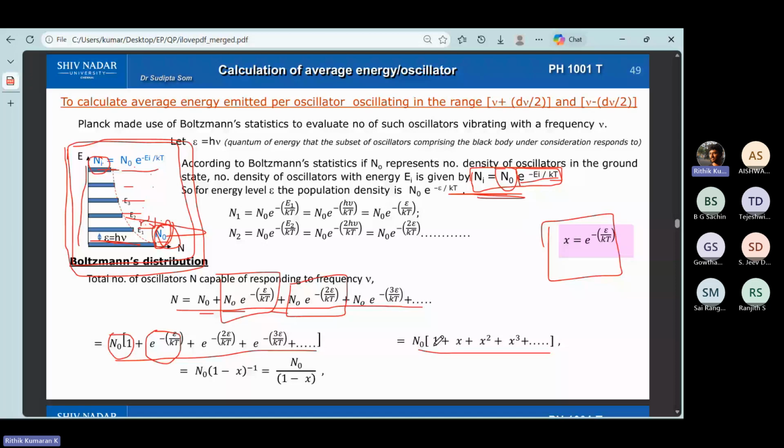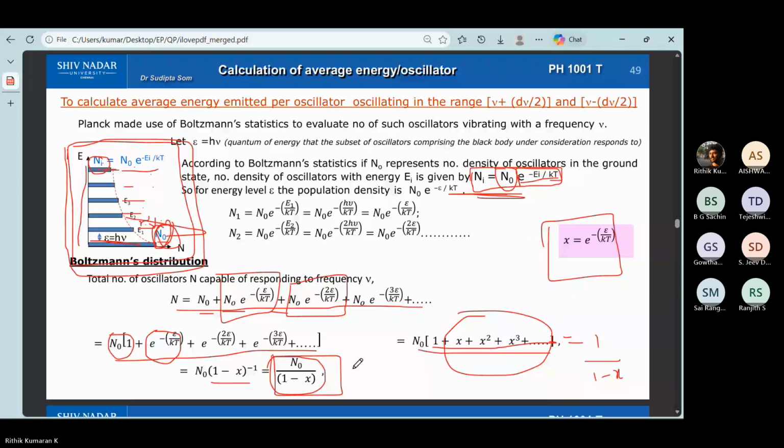This inside equation, a basic mathematical formula, leads to something equal to 1 by 1 minus x. Correct? They have substituted here and come to a beautiful equation: n naught divided by 1 minus x. So the total number of oscillators in an object is this. Keep it, don't substitute the x value. Keep it the same.